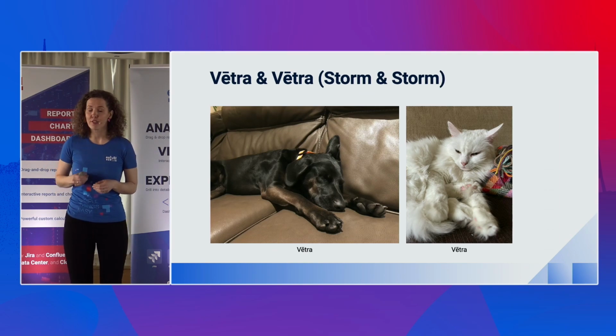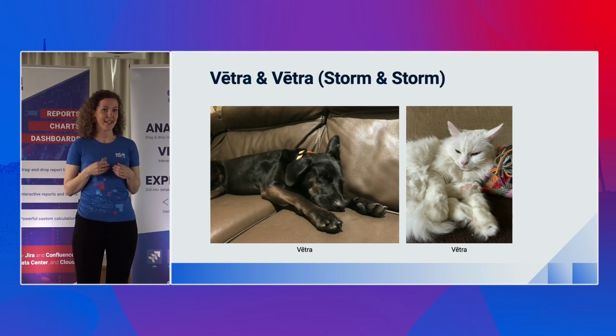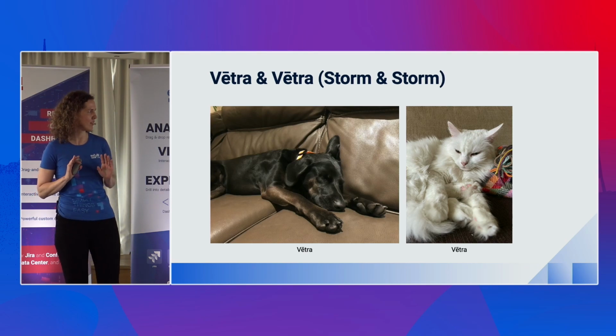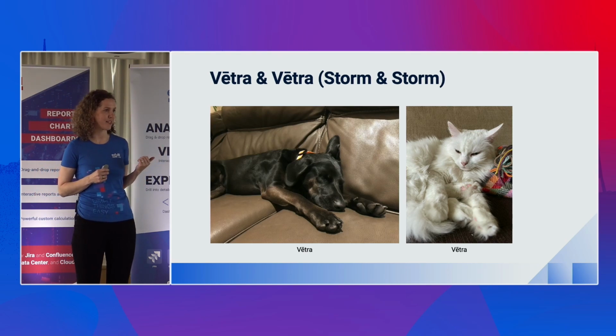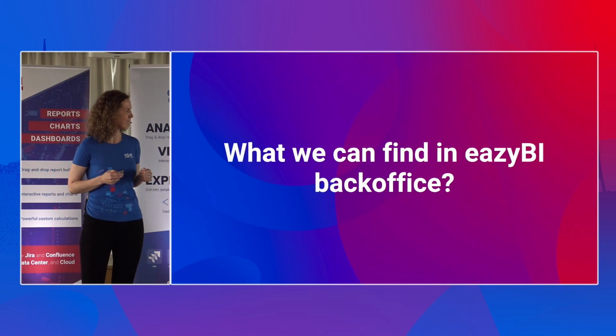Robert's Vatra is a super friendly dog, and it's a black dog. My cat has a do-not-touch-me attitude. Seriously, strangers be aware, don't touch her. And she's a white cat, always giving me a little bit of a judgmental look.